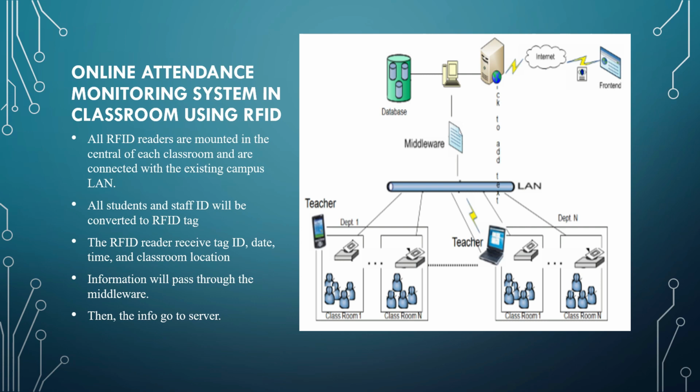And then the information will go to the database for information checking. The database will be used to check the student ID so that the student ID exists and is verified. After that, the system will respond back to the reader to tell the student or the staff that their information is verified.